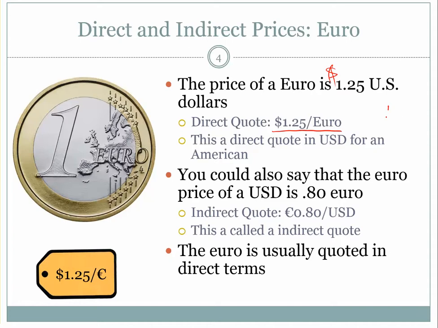Now I could flip that, 1 over 1.25, and say that the euro price of $1 is 0.8 euro. So I can buy $1 with 80 euro cents, or I can buy 1 euro with $1.25. 0.8 euro per dollar is called an indirect quote for the euro in America. The euro is usually quoted in direct terms, just like lattes are usually quoted in direct terms.